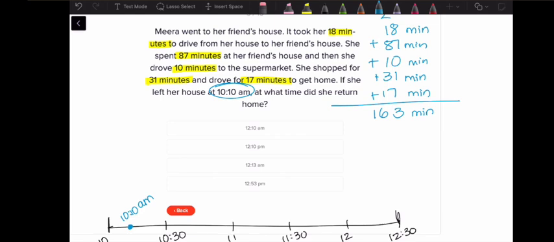I think it'll be better for us if we see how much that is in terms of hours and minutes. So to figure that out, I'm going to deduct 60 minutes, which is 1 hour. So I'm going to deduct 60 minutes, and I'm going to be left with 103 minutes left over.